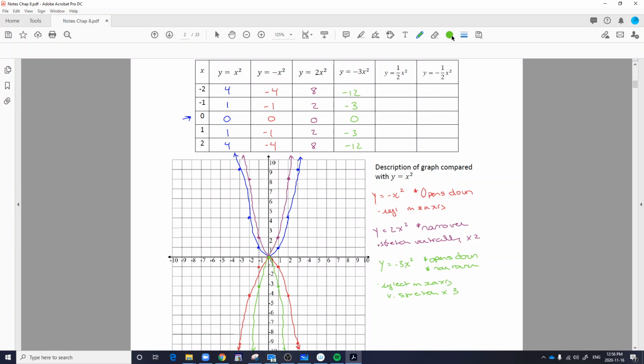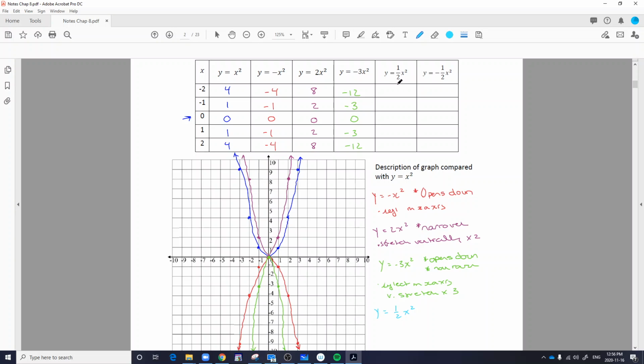Okay, moving on to the next one. We are going to look at y is equal to 1/2 x squared. So I want you to start asking yourself, is this graph going to open up or is it going to open down? So we're talking about y equals 1/2 x squared. Because the 1/2 is positive, it's not going to be reflected in the x-axis, so it's going to still open up.